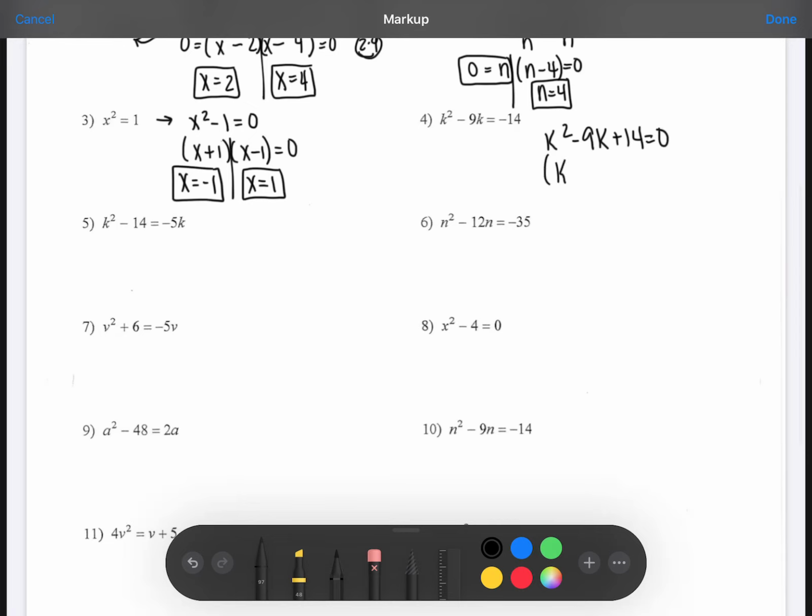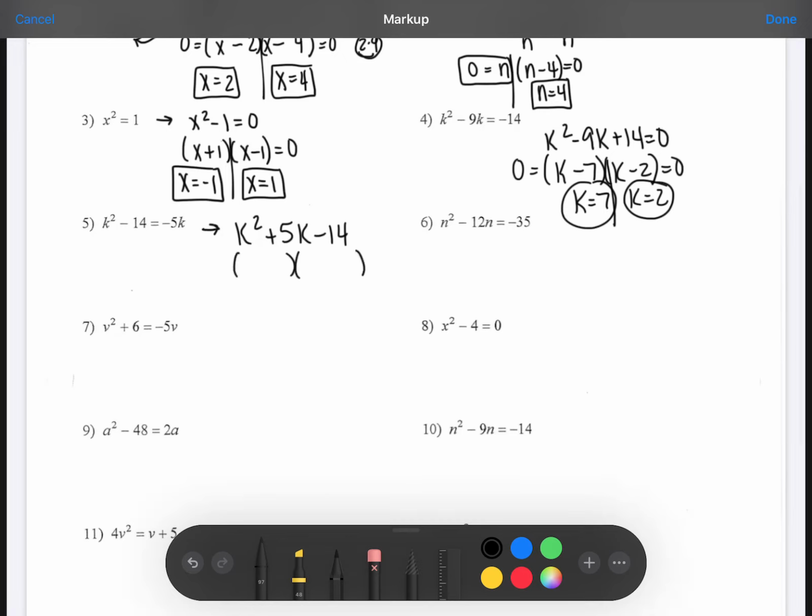This is going to be negative 7 and negative 2. And so k equals 7. When I split and solve, k equals 2. Hopefully you've gotten these correct. K squared, make sure you put it into standard form. So 5k would go in the middle there. Factor 14 and 5. That's another 7 and 2. Positive 7, negative 2. Split and solve. So k equals negative 7 and k equals 2.